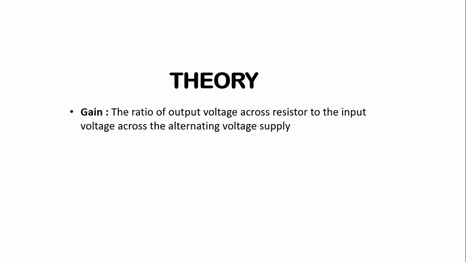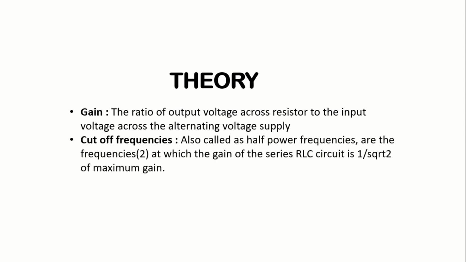Now, what is meant by gain? The ratio of the output voltage across the resistor to the input voltage that we are applying through the alternating voltage supply is called the gain. What are cutoff frequencies? These cutoff frequencies are also called half power frequencies, and these are the frequencies at which the gain of the series RLC circuit is 1 by root 2 times the maximum gain. The bandwidth of the series RLC circuit is the difference between the cutoff frequencies.